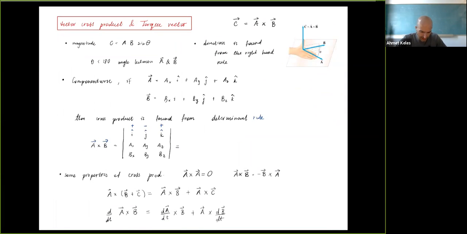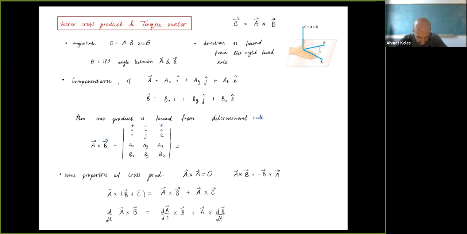So this kind of definition satisfies this: C is equal to A times B times sine theta, for theta less than 180 degrees, the angle between A and B, and its direction is found by the right-hand rule. These two things are important.